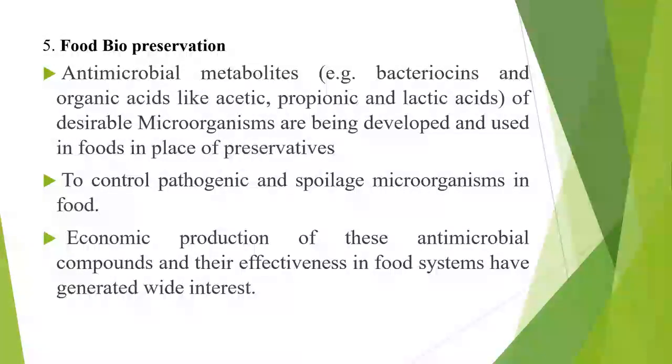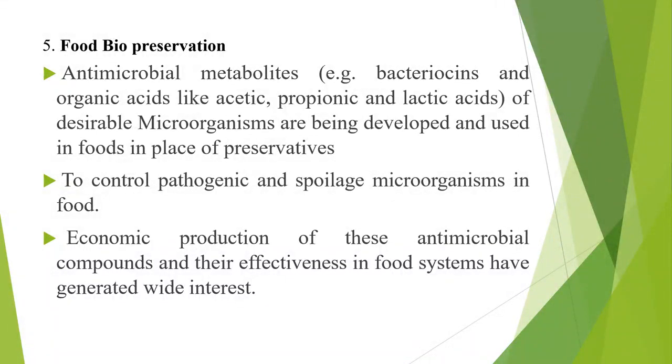We know that some microorganisms can produce metabolites which act as an inhibitory factor against some other pathogenic microorganisms. Examples of such antimicrobial metabolites are the bacteriocins, acetic acid, propionic acid, and lactic acid, which are produced by these desirable microorganisms and can be used to reduce the growth of other food spoilage microorganisms, and thereby these microbially produced metabolites can be used as a preservative.